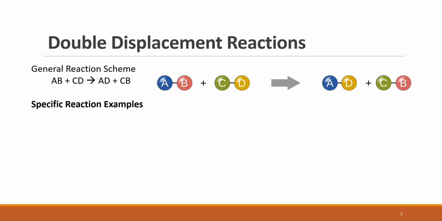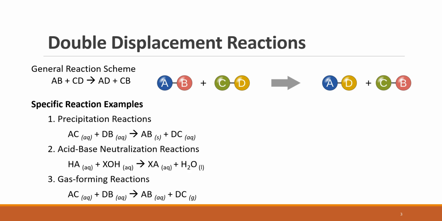Now we're going to look at double displacement reactions in a bit more detail because you are going to need to be able to predict the products for these types of reactions and do some other manipulations with them. For the specific reaction types, we have three for the double displacement: precipitation, acid-base neutralization, and gas forming. We're going to start by looking at the precipitation reactions in a bit more detail.